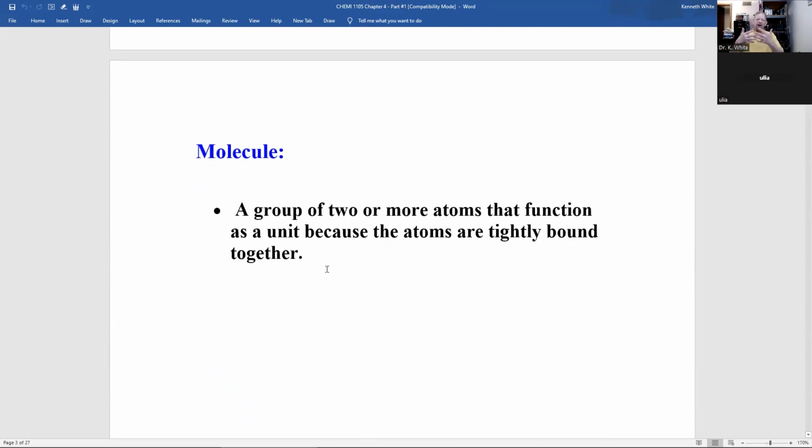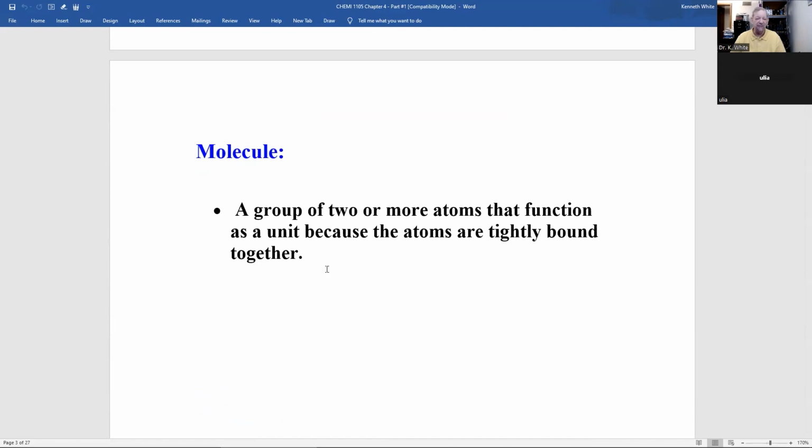Now, what are we talking about? Compounds? We're talking about a molecule. And I'm never going to ask on a test, what is a molecule? But I'll use that word a lot the rest of the semester. And a molecule is a group of two or more atoms that function as a unit because the atoms are held tightly together. Tightly together.